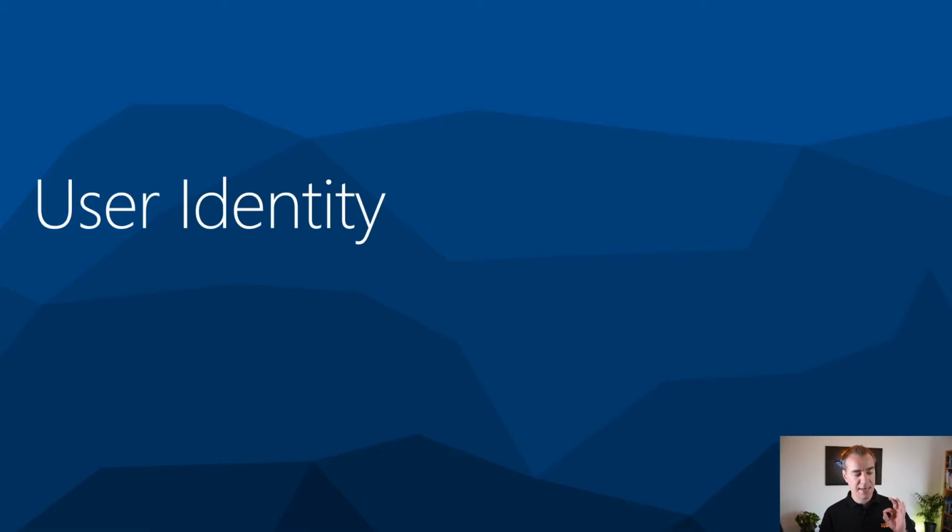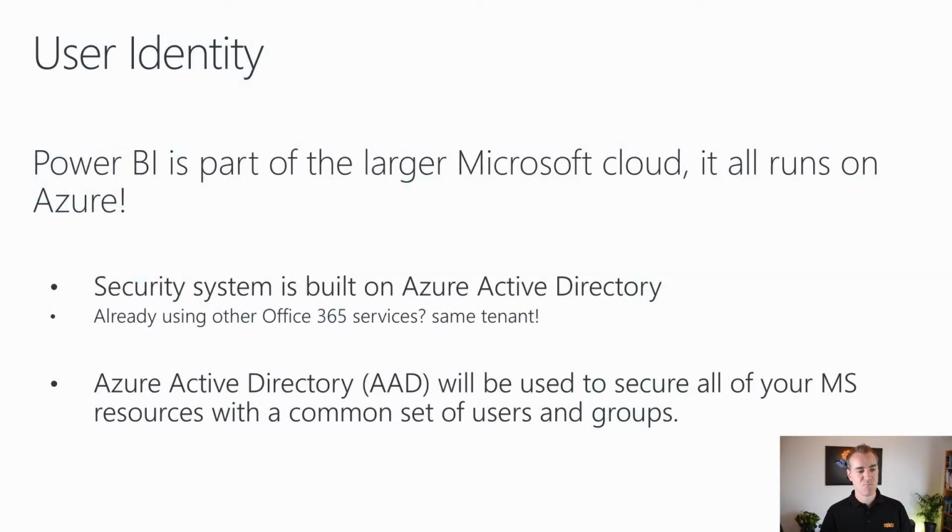All right, so let's start by talking about user identity. The user identity system of Power BI is not built by Power BI itself. We didn't go ahead and build our own system. It is part of the larger Microsoft Cloud. So we build our service, just like everyone else can, on top of Azure. The security system is built on Azure Active Directory. So if you already have something running inside of Azure and you're using Azure Active Directory, like Office 365 or Dynamics or anything, we use exactly the same infrastructure. That AAD infrastructure will be able to secure all of your Microsoft resources with a common set of users and groups.